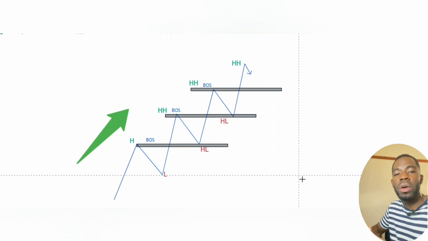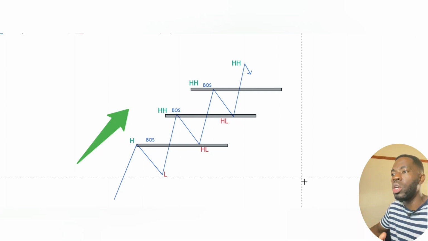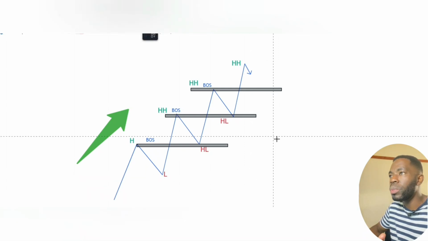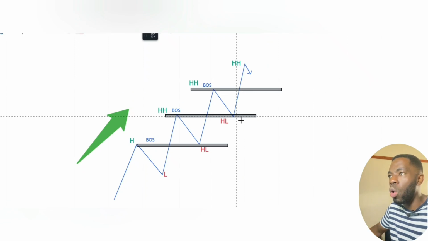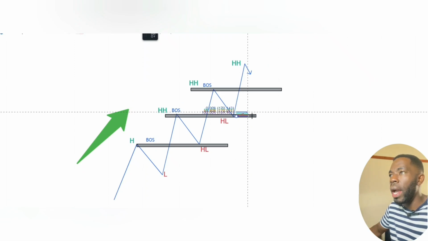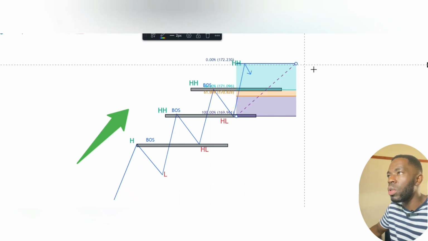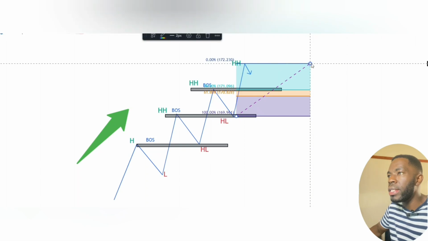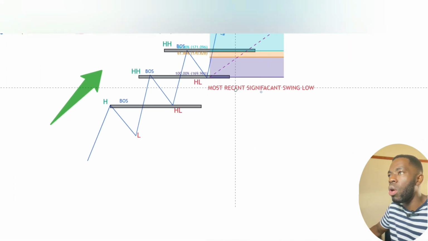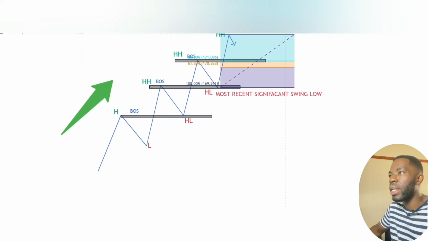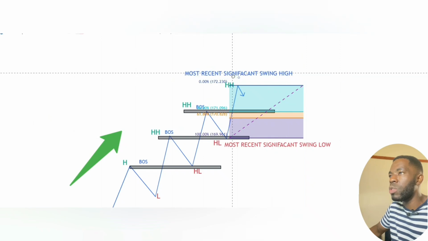That is when the Fibonacci retracement tool becomes very handy. So we take our Fibonacci tool and drag it from the most recent significant low over here all the way to the most significant recent high over here. The most significant recent low is this price over here, and this is the most significant recent high.